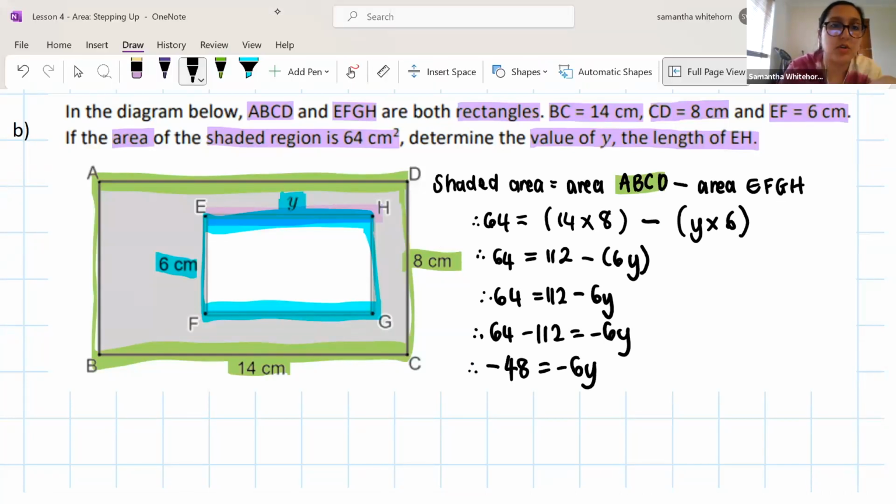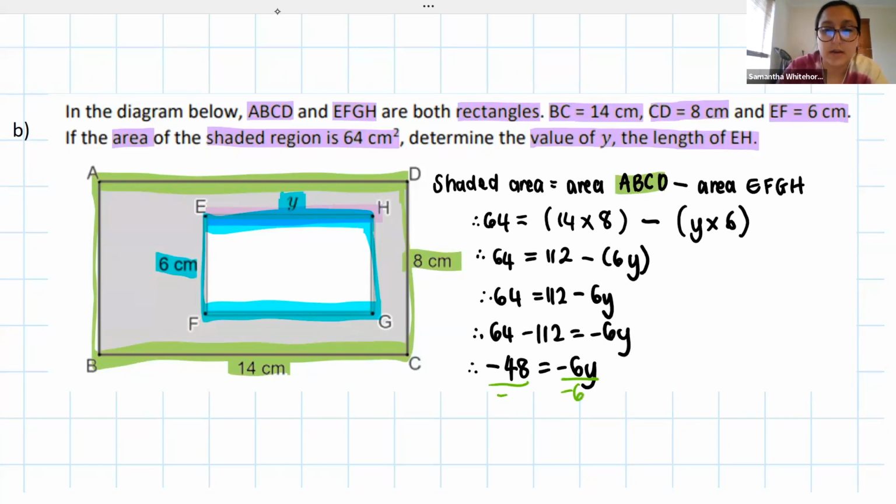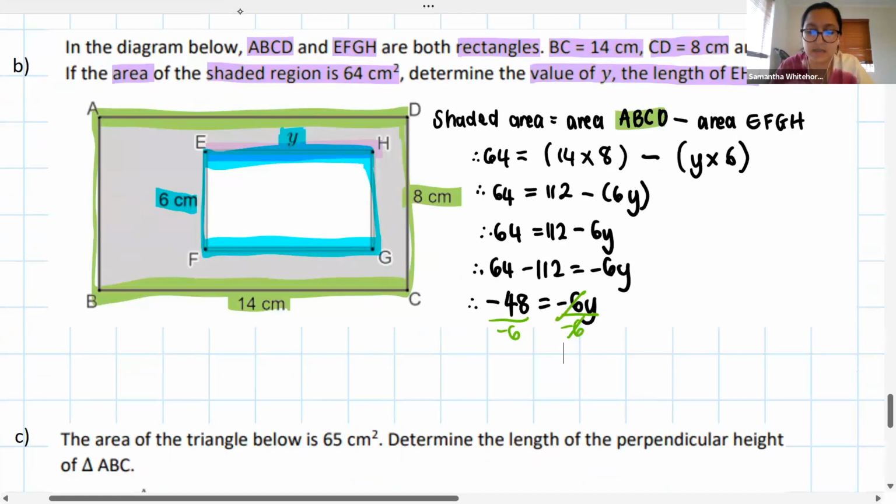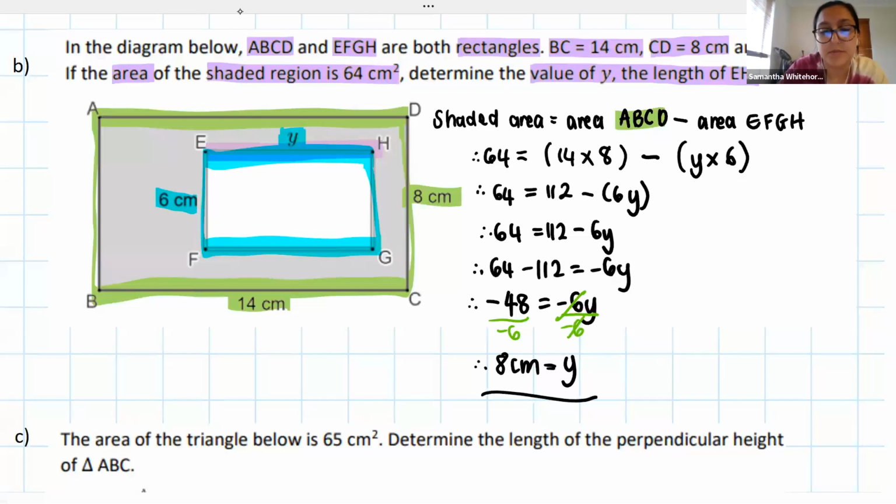And then because the goal is to solve for y, I'm going to divide both sides by negative 6. That will leave me with just y. And negative 48 divided by negative 6, negative divided by negative is a positive, leaves me with 8 centimeters being my value for y.